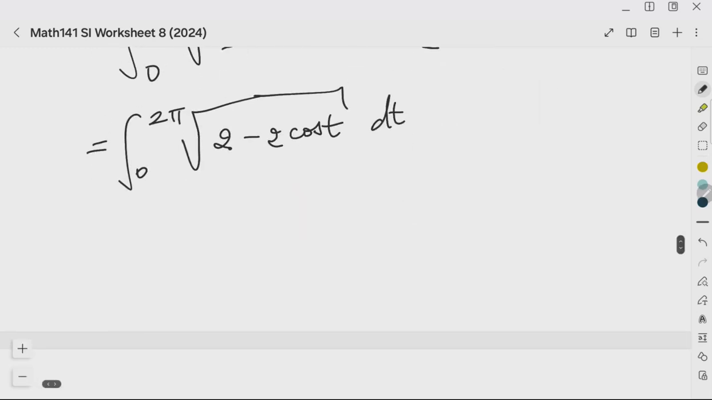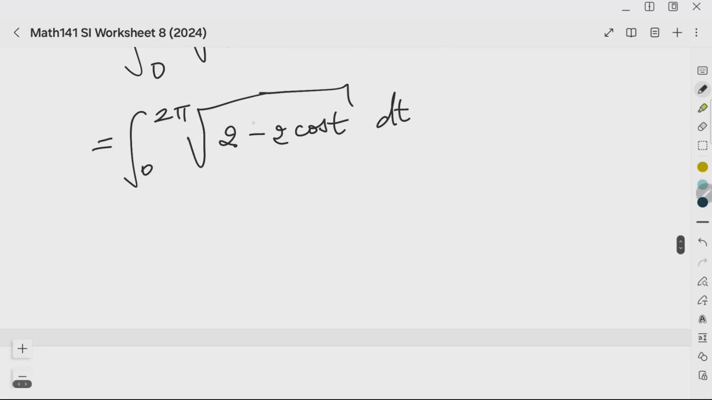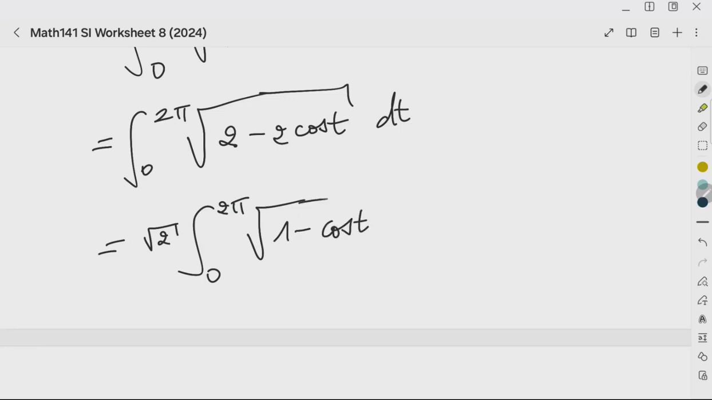The way we solve this is we can get rid of the 2 first because it's a common factor and we don't need it to integrate. So we get rid of the 2 from under the square root sign. We'll have the square root of 2 multiplied by the integral from 0 to 2 pi of the square root of 1 minus cos t dt. So the way we solve this is by using our half angles.